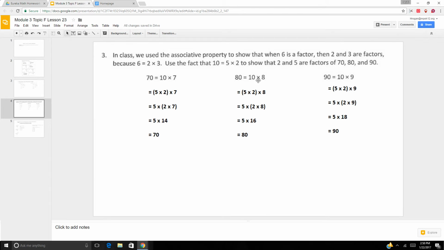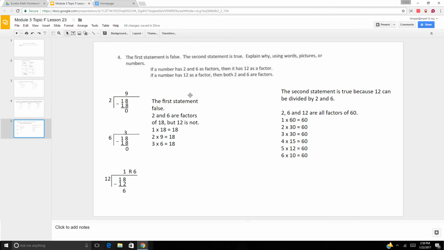If we do 80 equals 10 times 8, again, we break 10 into 5 times 2. 5 times 2 times 8. Move the parentheses. 5 times 2 times 8. 2 times 8 is 16. 5 times 16 is 80. Okay? Same thing with the 90. 10 is 5 times 2. So 5 times 2 times 9. Move the parentheses over. 5 times 2 times 9. 2 times 9 is 18. 5 times 18 is 90.